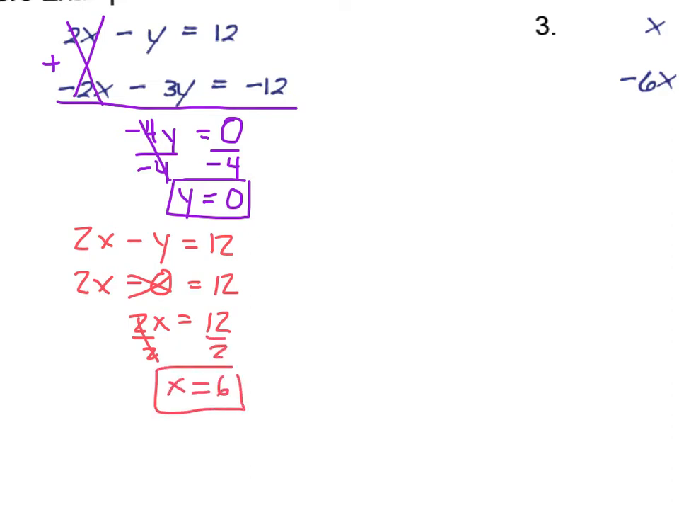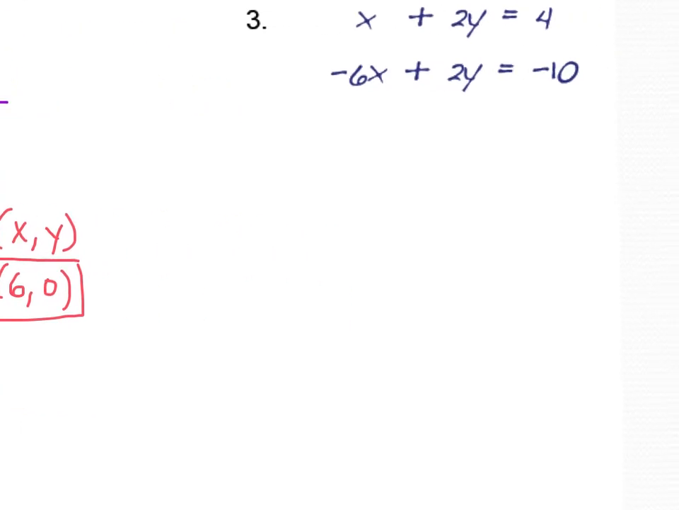Okay, now I have solved that, so I'm all set. Now I need to write my solution as a point. So I have x is 6, y is 0. Even though I solved for y first, that's okay. When I write my point, remember it's always x comma y, so it's 6 comma 0. And that is done.